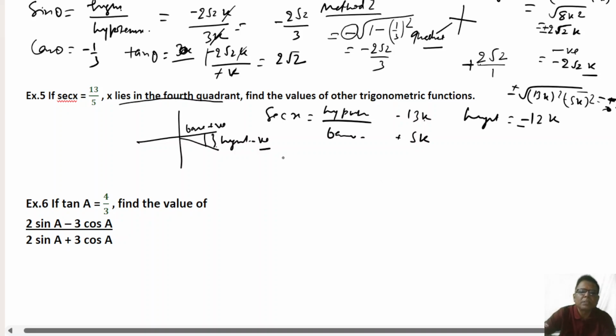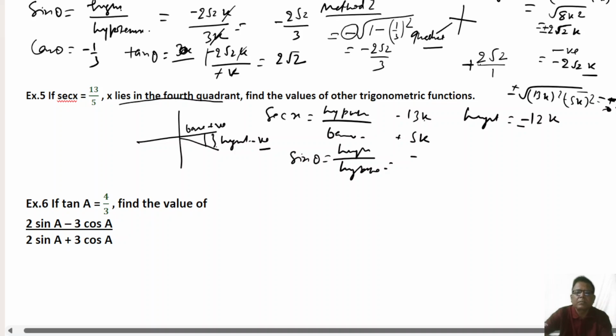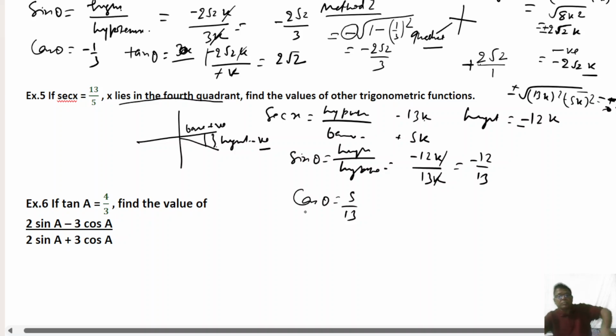So now find the value of sin theta. Sin theta is equal to height by hypotenuse. So what is the height? Minus 12k. Hypotenuse is 13k. So that is minus 12 by 13. Similarly, cos is directly the reciprocal of sec, so cos theta is equal to 5 by 13. Reciprocal is not an issue. You can find it out immediately.